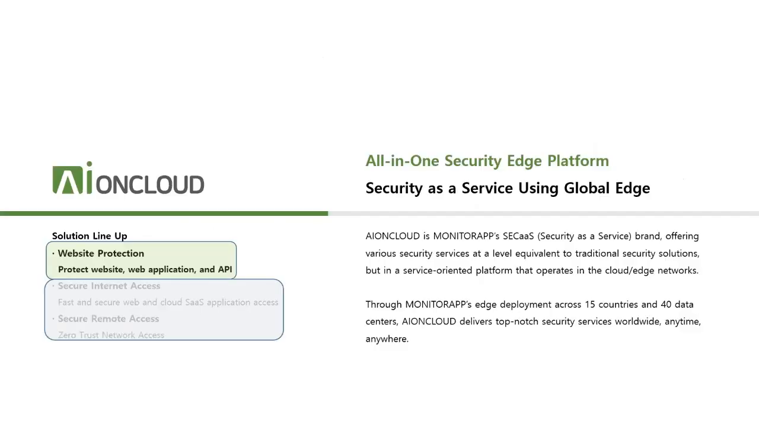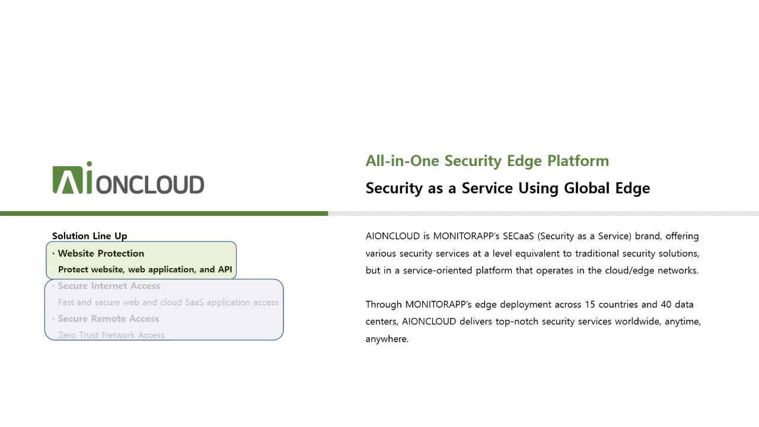So Ion Cloud provides two different cloud-based security services. One is website protection, the WAAP service, which is similar to Akamai or Cloudflare, providing the web application firewall service to protect the website from various web attacks like SQL injection, cross-site scripting, or DDoS. The other service is the Zero Trust based security service named Secure Internet Access and Secure Remote Access.